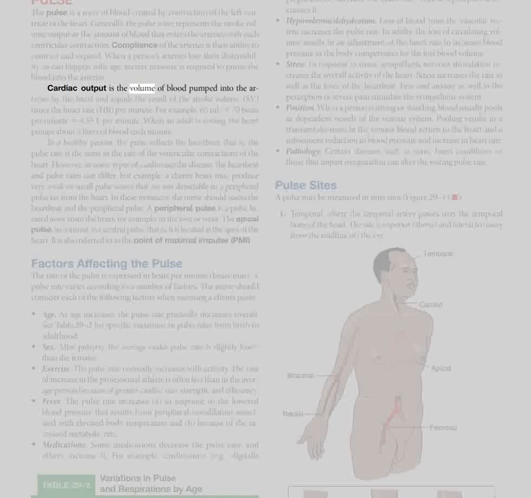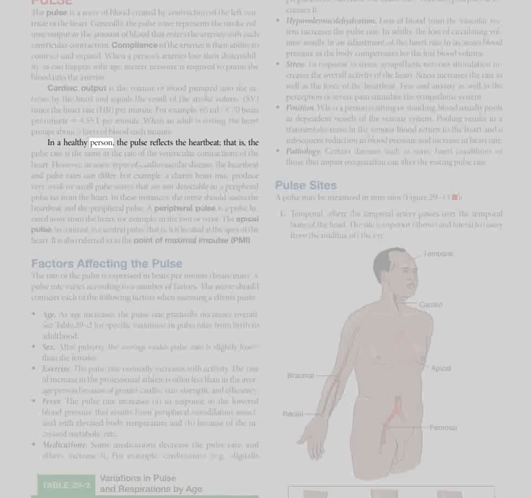Cardiac output is the volume of blood pumped into the arteries by the heart, and equals the result of the stroke volume, SV, times the heart rate, HR, per minute. For example, 65 ml × 70 beats per minute = 4.55 L per minute. When an adult is resting, the heart pumps about 5 liters of blood each minute.